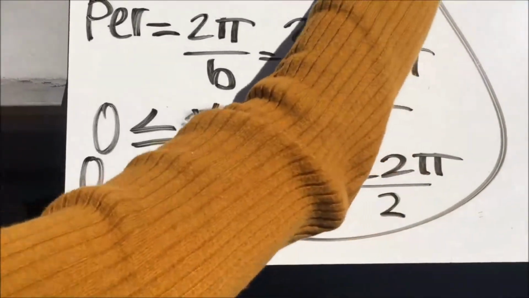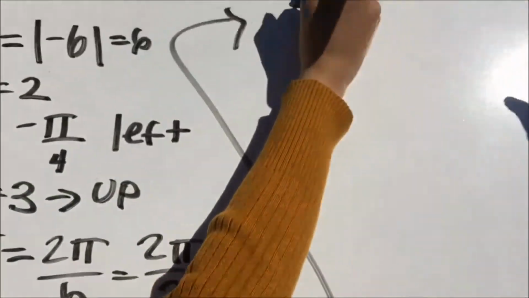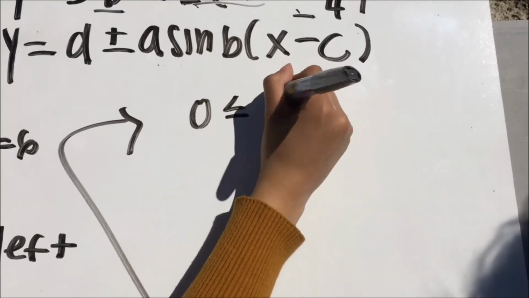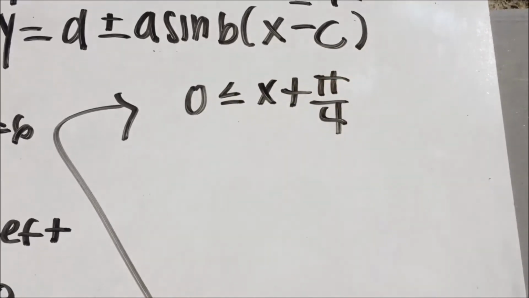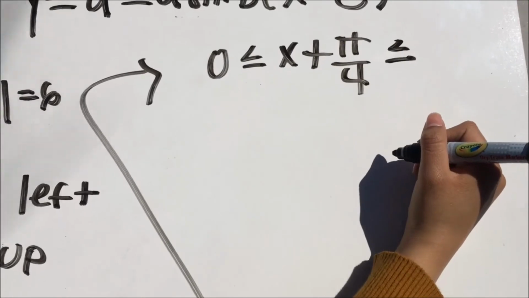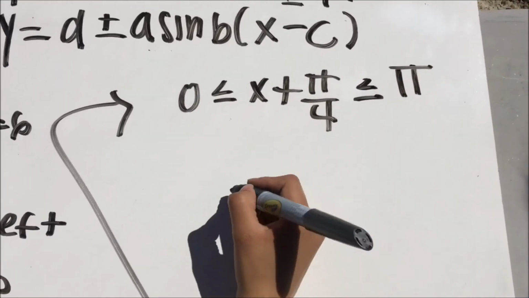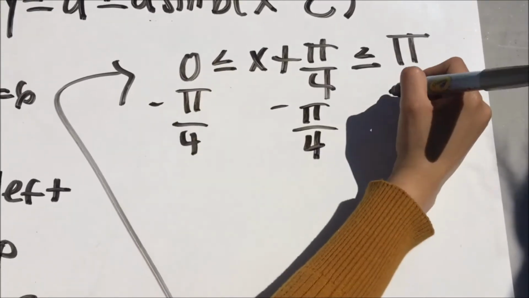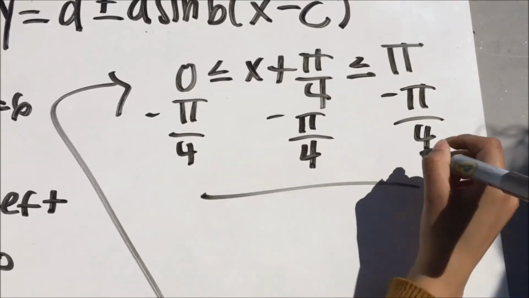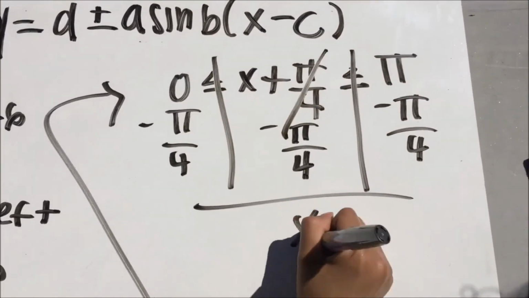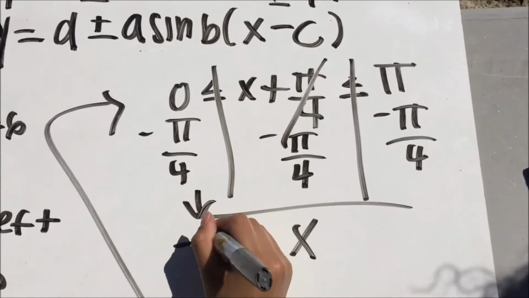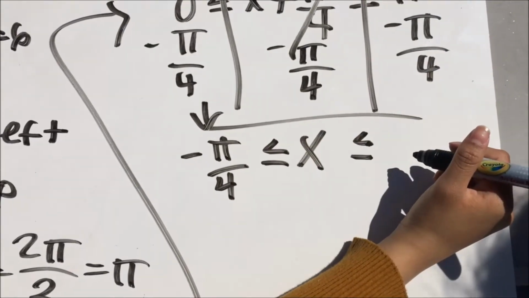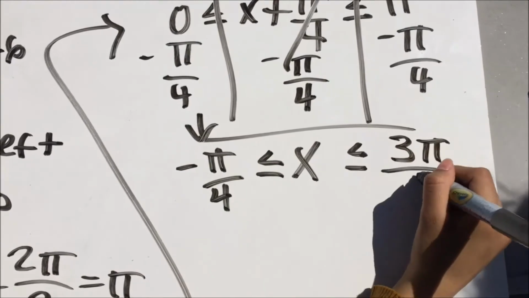And then we're just gonna move here. So that would be 0, and then x plus pi over 4, whatever is left from here, and it's greater than pi. So now we need to get rid of the pi over 4, because we want x by itself. And this goes away, and this is where it starts, pi over 4. And this is where it ends, which should equal 3 pi over 4.